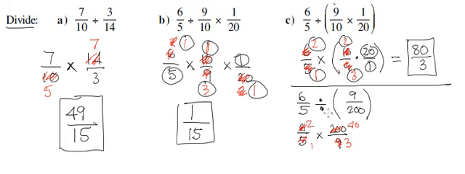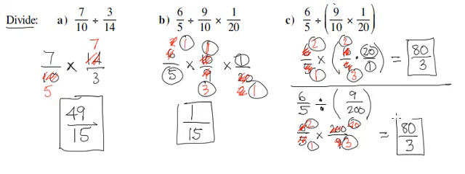Now we multiply it out. 2 times 40 is 80. And downstairs, 1 times 3 is 3. So, same answer, that's nice to see.